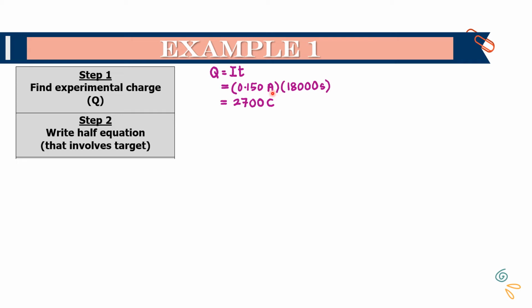Ada copper produk dekat mana? Copper adalah produk pada cathode. So, we're going to write down the equation at cathode. Cathode proses apa? Reduction. Reduction of copper 2+. So, write down at cathode, copper 2+ aqueous plus 2 electron to produce copper solid.